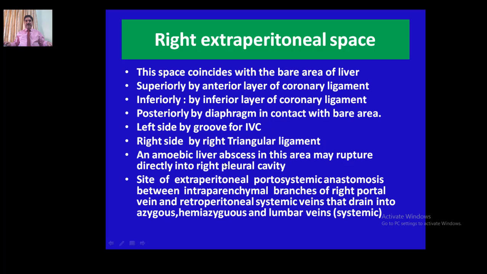Clinical importance of this space lies in the fact an amoebic liver abscess in this space may rupture directly into the right pleural cavity. This space is also a site for extraperitoneal portosystemic anastomosis between intraparenchymal branches of the right portal vein and retroperitoneal systemic veins that drain into azygous, hemiazygous and lumbar veins.